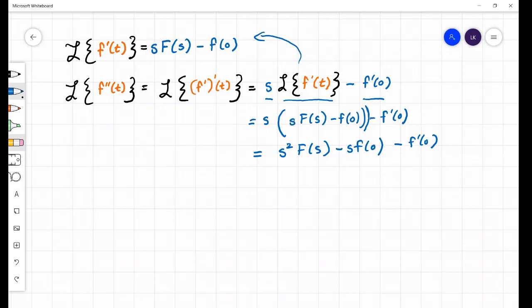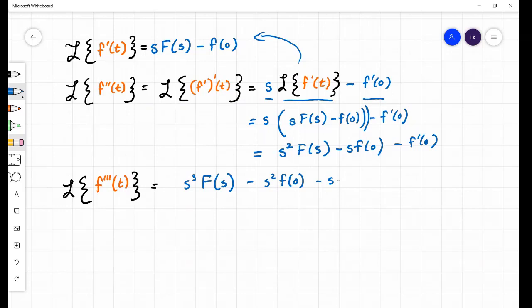And inductively, you can then find a pattern here. So the Laplace transform of the third derivative would be s cubed times the Laplace transform of f, minus s squared times the initial value f at 0, minus s times the initial value of f prime at 0, minus the initial value f double prime at 0.